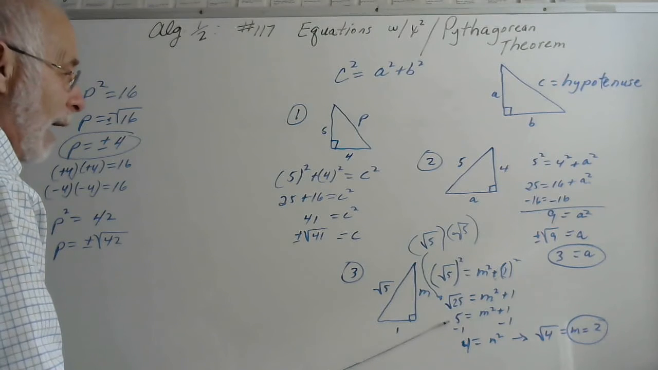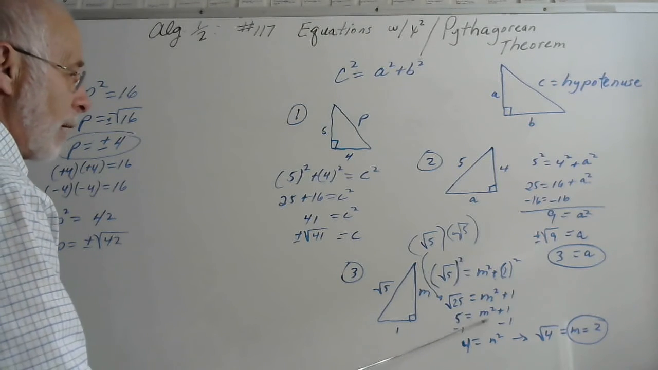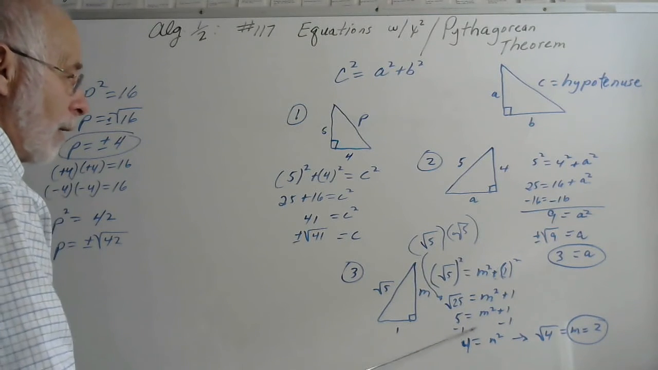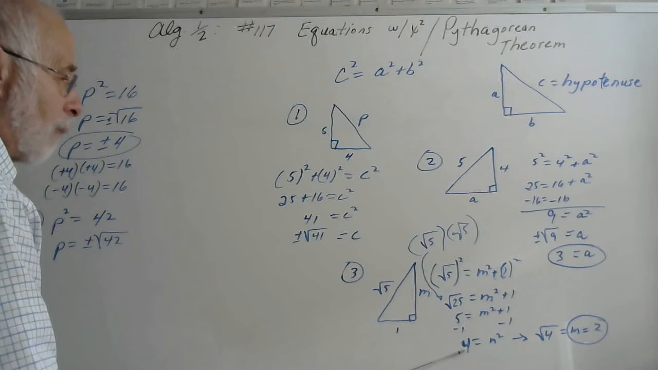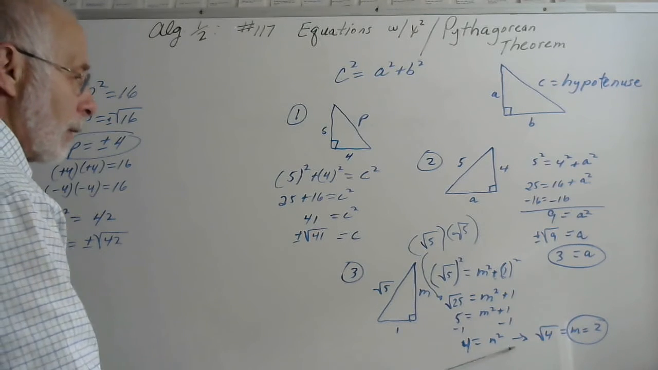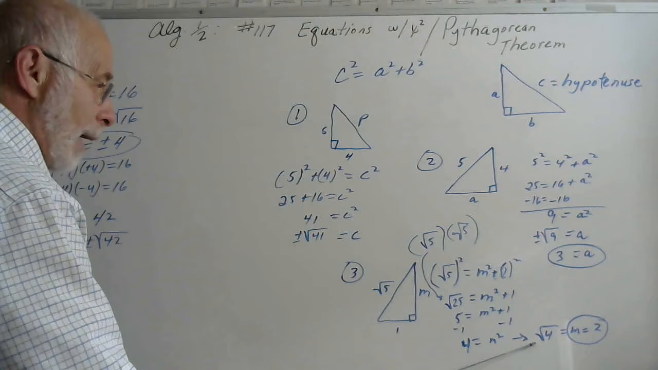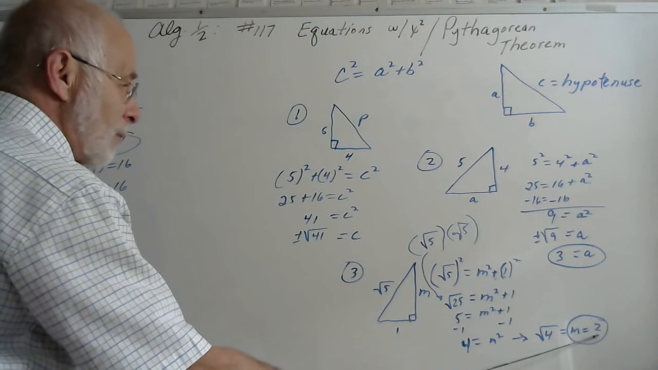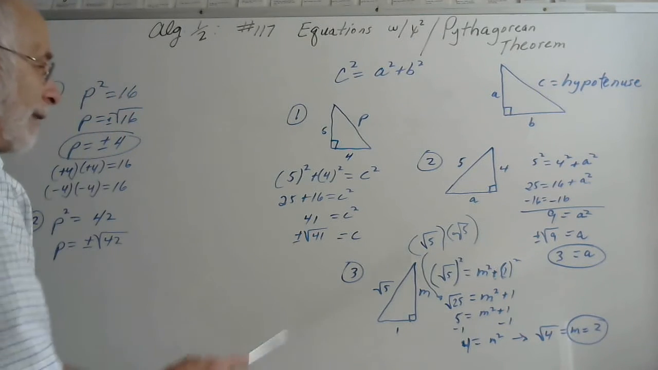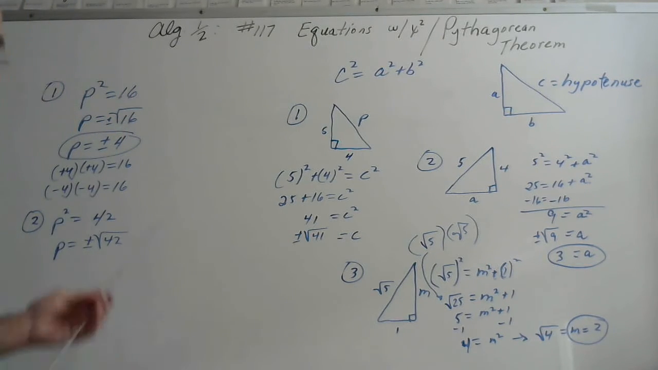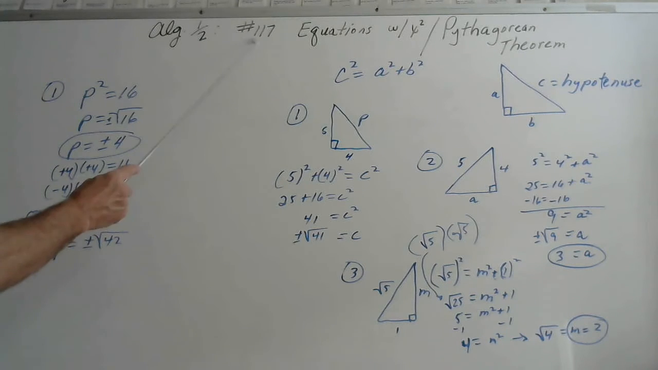Then I have 5, because the square root of 25 is 5, equals m squared plus 1. Well, then I subtract 1 from both sides. I get 4 equals m squared. Come over here. m equals the square root of 4, plus or minus. So m has to be a positive 2 because once again you cannot have a negative number for a side. So that takes care of this lesson 117.